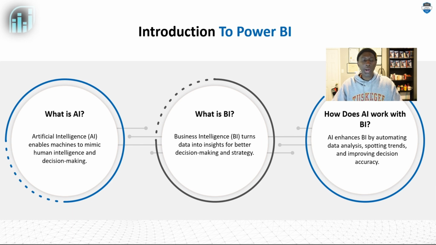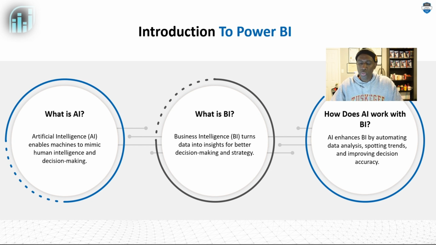The introduction to Power BI, as I said before, we've talked about what BI is. BI is business intelligence. It turns data into insights for better decisions, and AI, of course, is artificial intelligence, where we're able to take that business intelligence and make some predictions and determine what those outcomes should be.